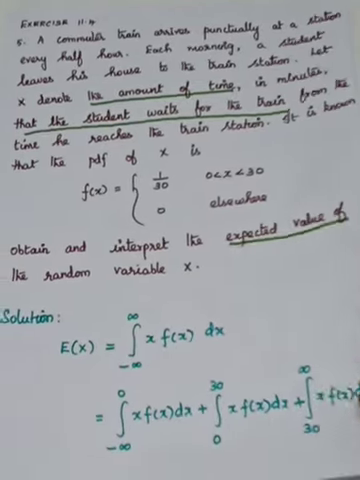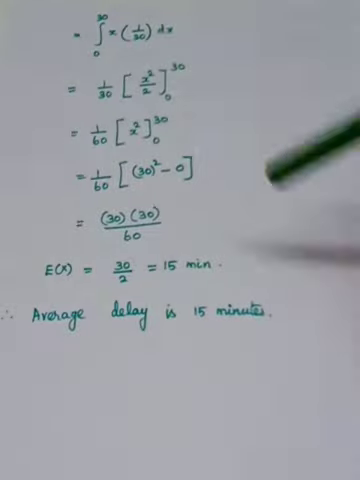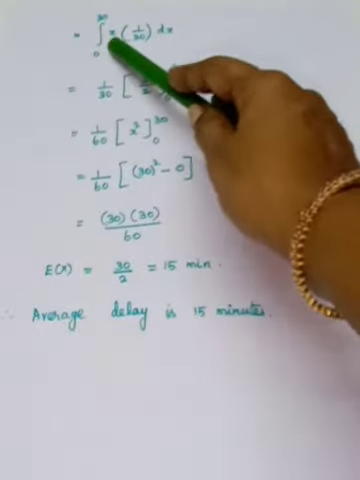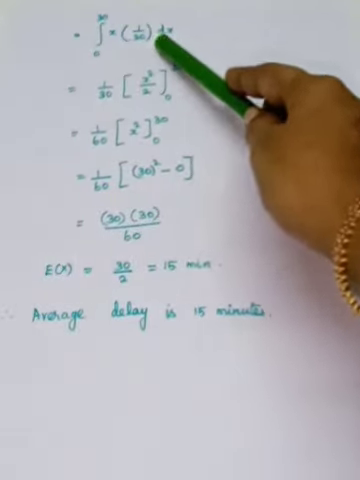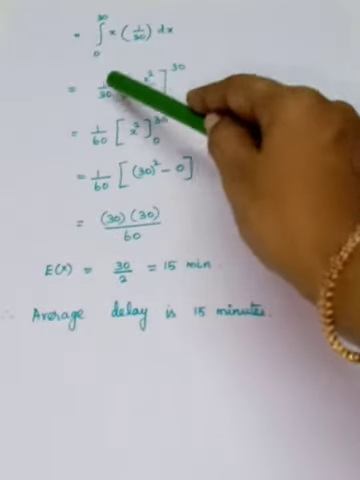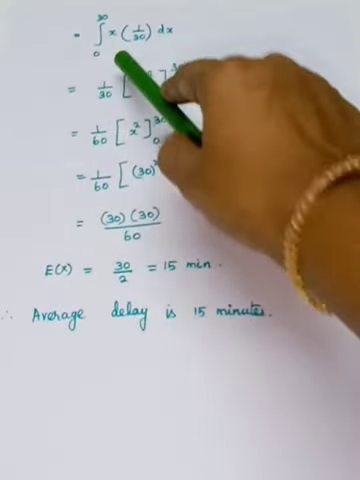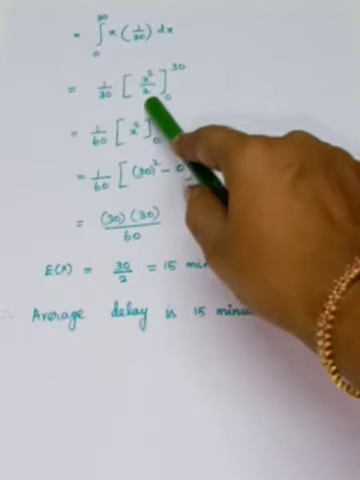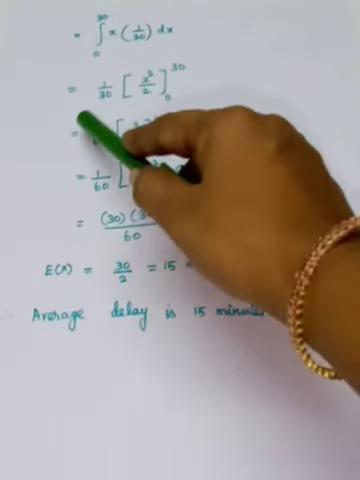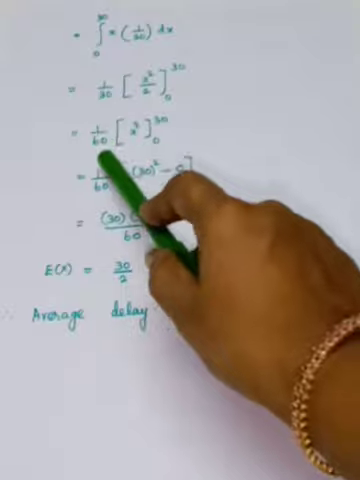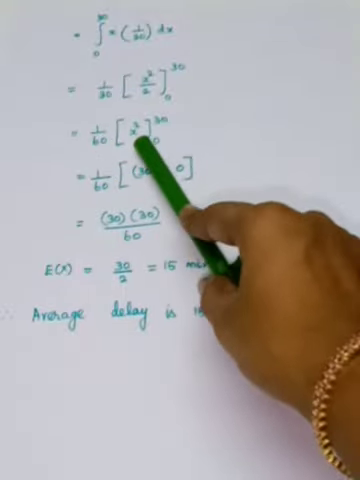So the next step, integral 0 to 30 x, what is your f of x? That is 1 by 30 into dx. 1 by 30 is a constant, it is taken out. So here you are having x. If you integrate, it is x squared by 2. And the 2, when you take it outside, it is 1 by 60. So here you are having x squared.